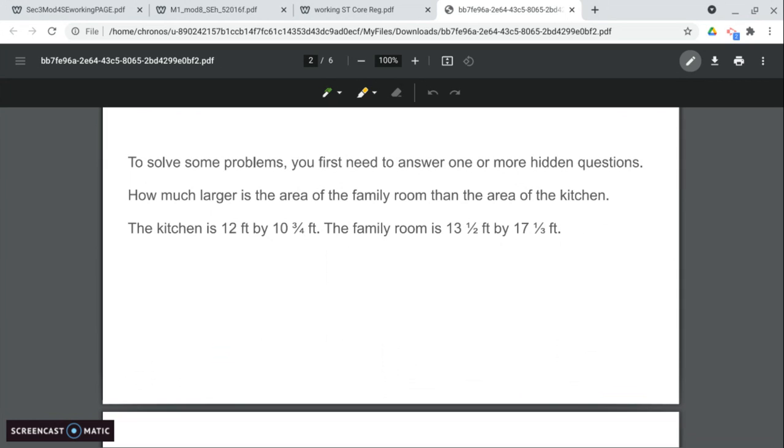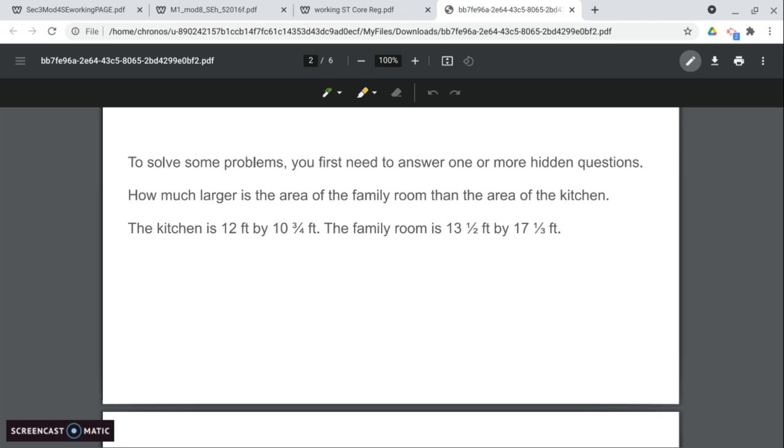So how much larger is the area of the family room than the area of the kitchen? The kitchen is 12 foot by 10 and 3/4 foot. The family room is 13 and a half feet by 17 and a third foot.